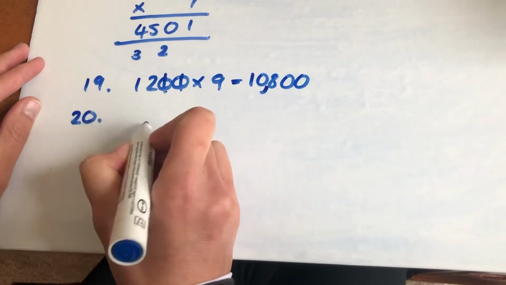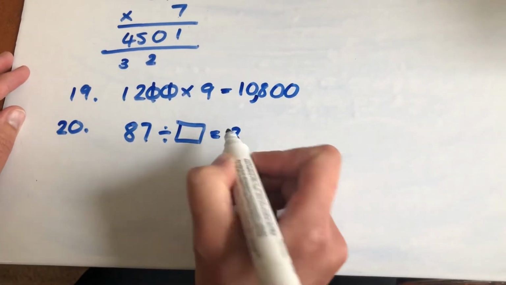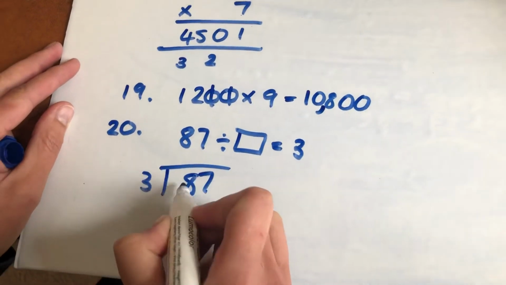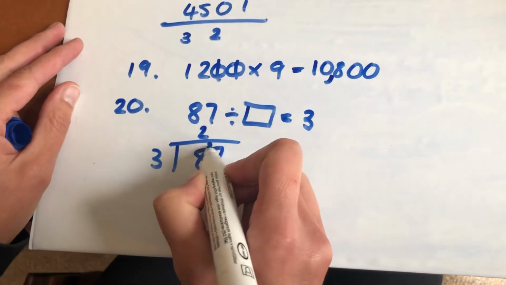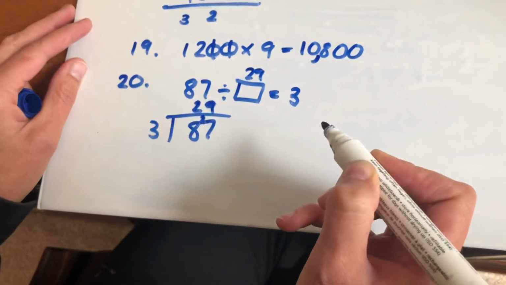Question 20, 87 divided by something equals 3. So I need to do 87 divided by 3. 3s into 8 goes twice, remainder 2. 9 3s are 27, giving me 29.